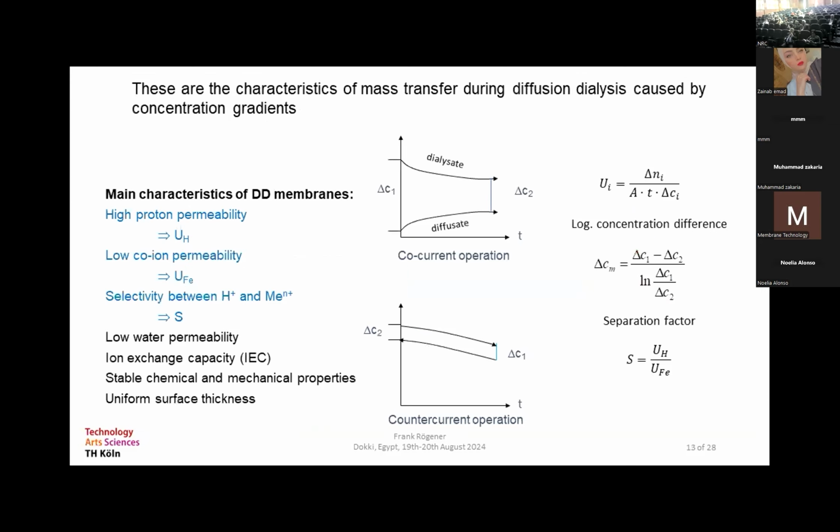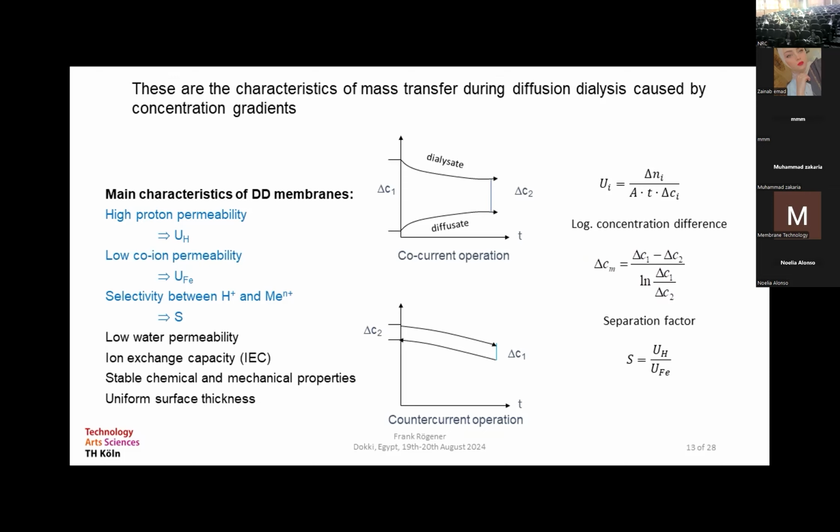So this is the membrane, and this is a rough sketch of how we can work. On the upper part of the graph, you can see we have several possibilities for the operation. The first one is the co-current flow. That means the concentrated solution that we want to treat and the water get into the module on the same side. The effect is that we have a relatively large concentration gradient at the inlet and a relatively small gradient at the outlet, and the total concentration gradient over the module is different.